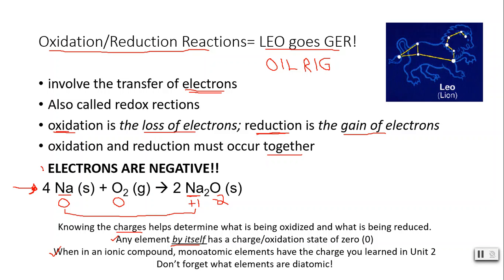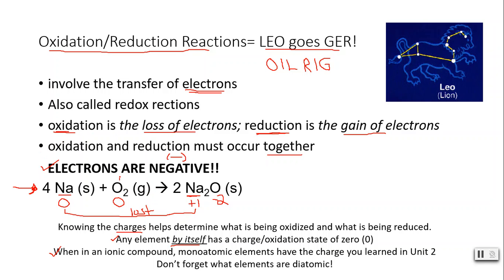Now, remembering that electrons are negative, and looking at sodium, did it gain or lose an electron? Well, it became more positive, so the only way to become more positive would be to lose an electron. So since sodium lost an electron, it's going to be oxidized, because oxidation is loss.